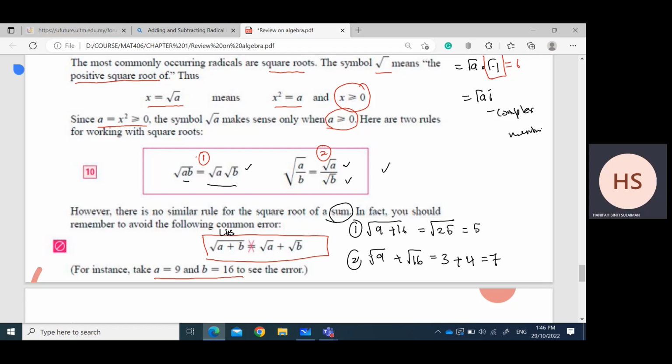Okay, right. So based on this experiment, it is shown that the left hand side and the right hand side are not equivalent. So we can say that the square root of A plus B does not equal the square root of A plus the square root of B. Okay.